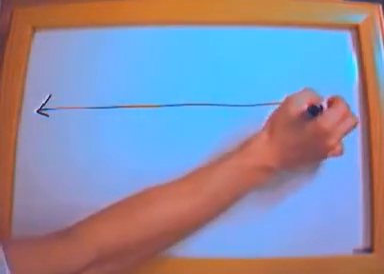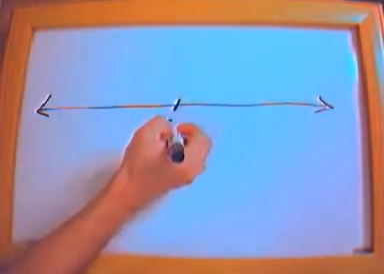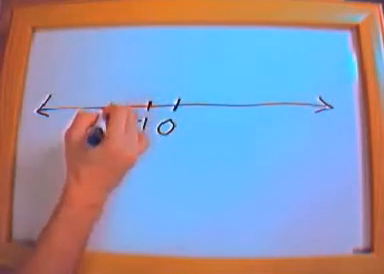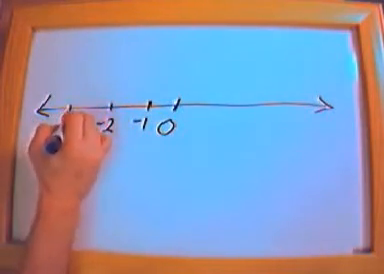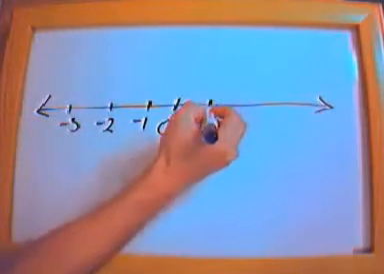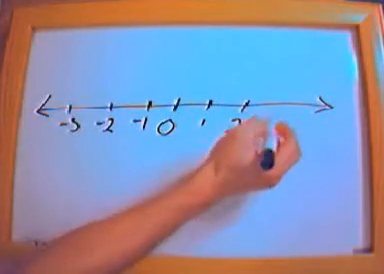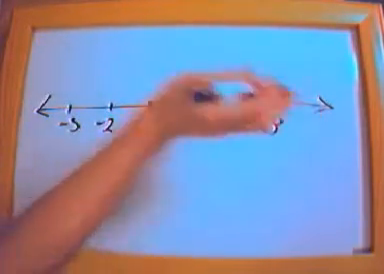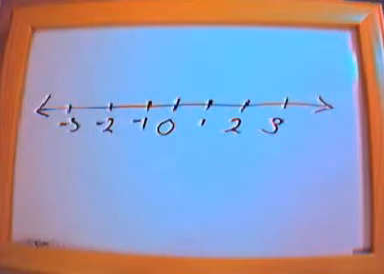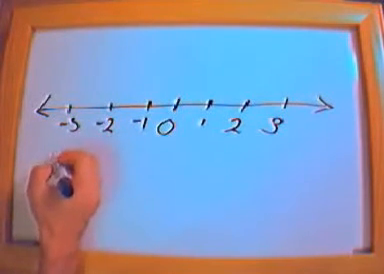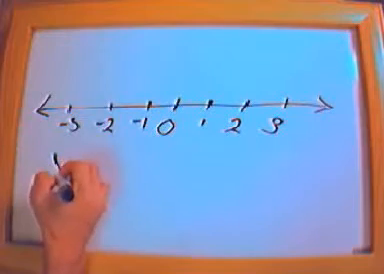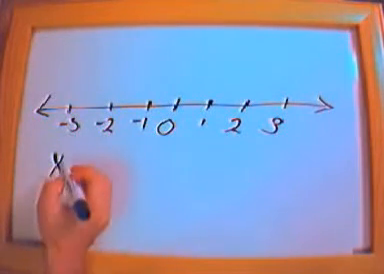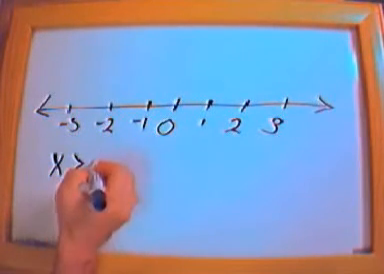Now what if we want to graph something a little bit more impressive? Let's draw again. Always start out by drawing your number line. Put your 0 in the middle. -1, -2, -3. Again, it goes on to negative infinity. 1, 2, 3, and again it goes on to positive infinity. Now let's say I want to graph the equation. Let's say x is greater than -2.